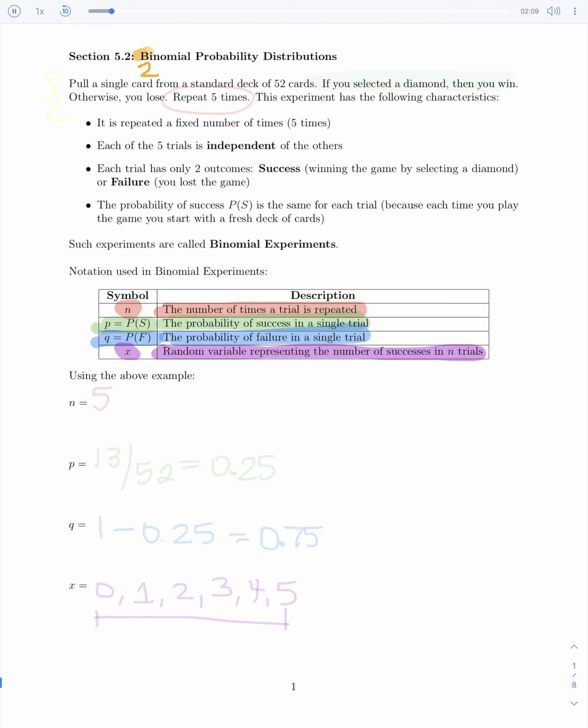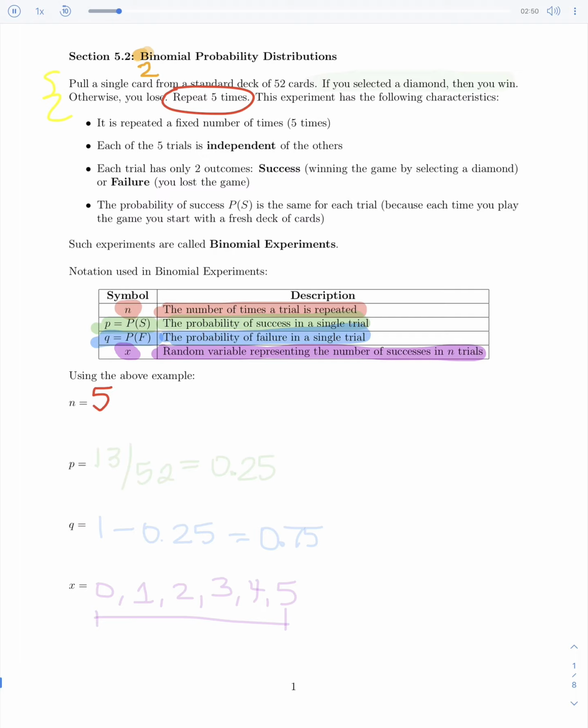So this first example, up at the top, has us pulling out a single card from a deck of 52 cards. If you select a diamond, you win. Otherwise, you lose. Repeat it 5 times. This experiment has the following. So what we want to do is list out the following values, the N, P, Q, and X. Well, first of all, N is, again, the number of times you're doing this game or experiment. Well, we said we were going to repeat this 5 times, so we're going to play this game 5 times. So our N is 5.